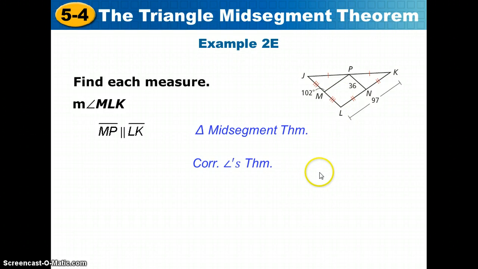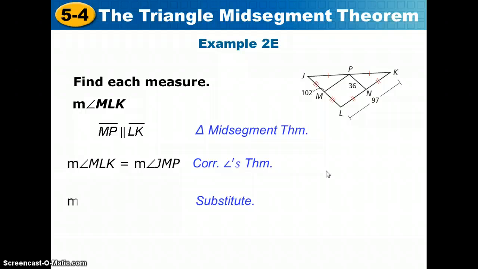So by the corresponding angles theorem, measure of MLK is equal to the measure of JMP. So I can substitute the 102 degree angle for JMP, and the measure of MLK is 102 degrees. So that's how we can find values using the triangle midsegment theorem.